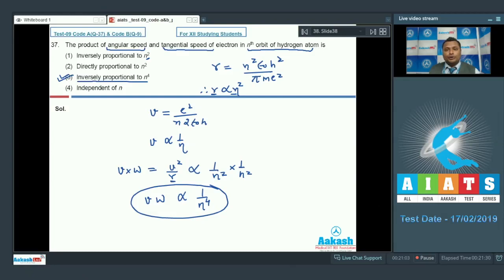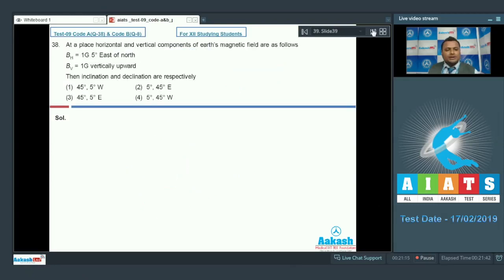Now we will proceed to question number 38. Here is question number 38. At a place, the horizontal and vertical components of Earth's magnetic field are as follows. The horizontal component is 1 Gauss, 45 degree east of north. The vertical component is 1 Gauss vertically upward. Now we have to calculate the inclination and declination respectively.